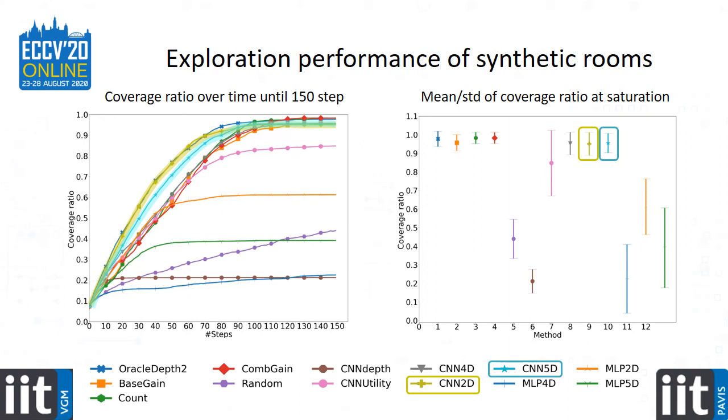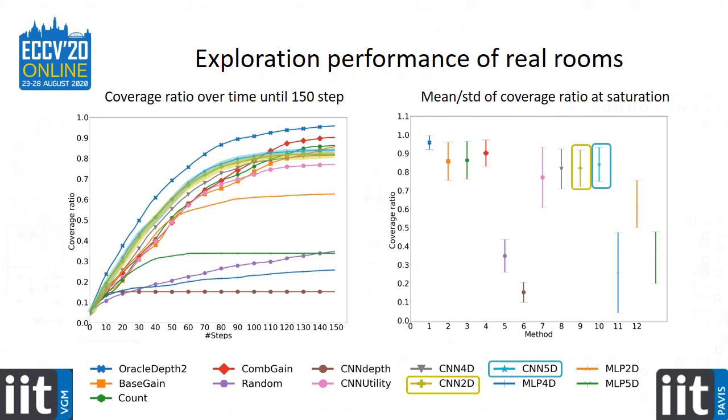In the early phase, we also notice that CNN2D explores faster than CNN5D and has a similar exploration speed as Oracle DEPS2. When testing on real room scans, we can see that our variants CNN2D and CNN5D are still the quickest in the early phase compared to other methods. However, at saturation, they are surpassed by other methods with handcrafted NBV metrics. This suggests that our learning-based strategy may require further domain adaptation when transferring from purely synthetically trained models to real-world scenarios.